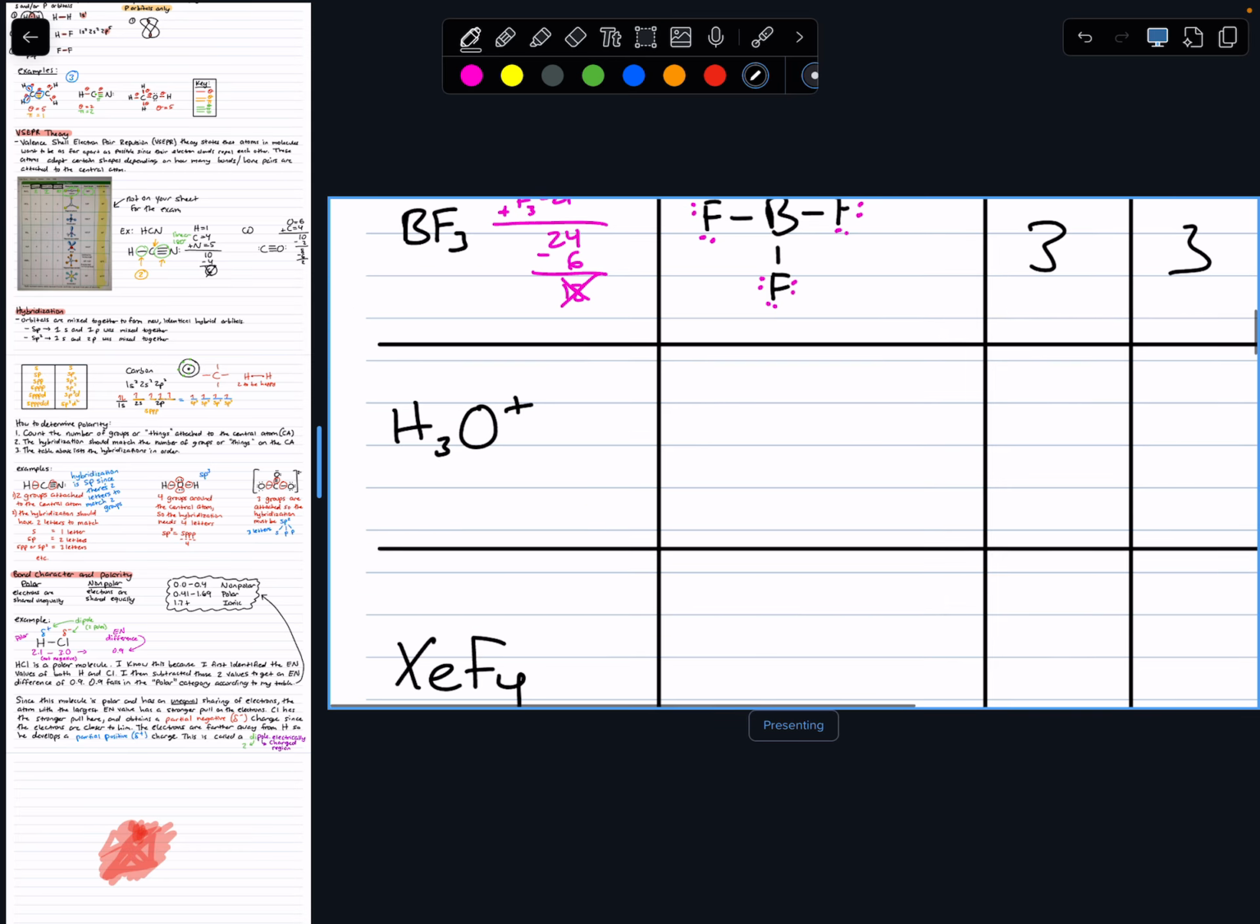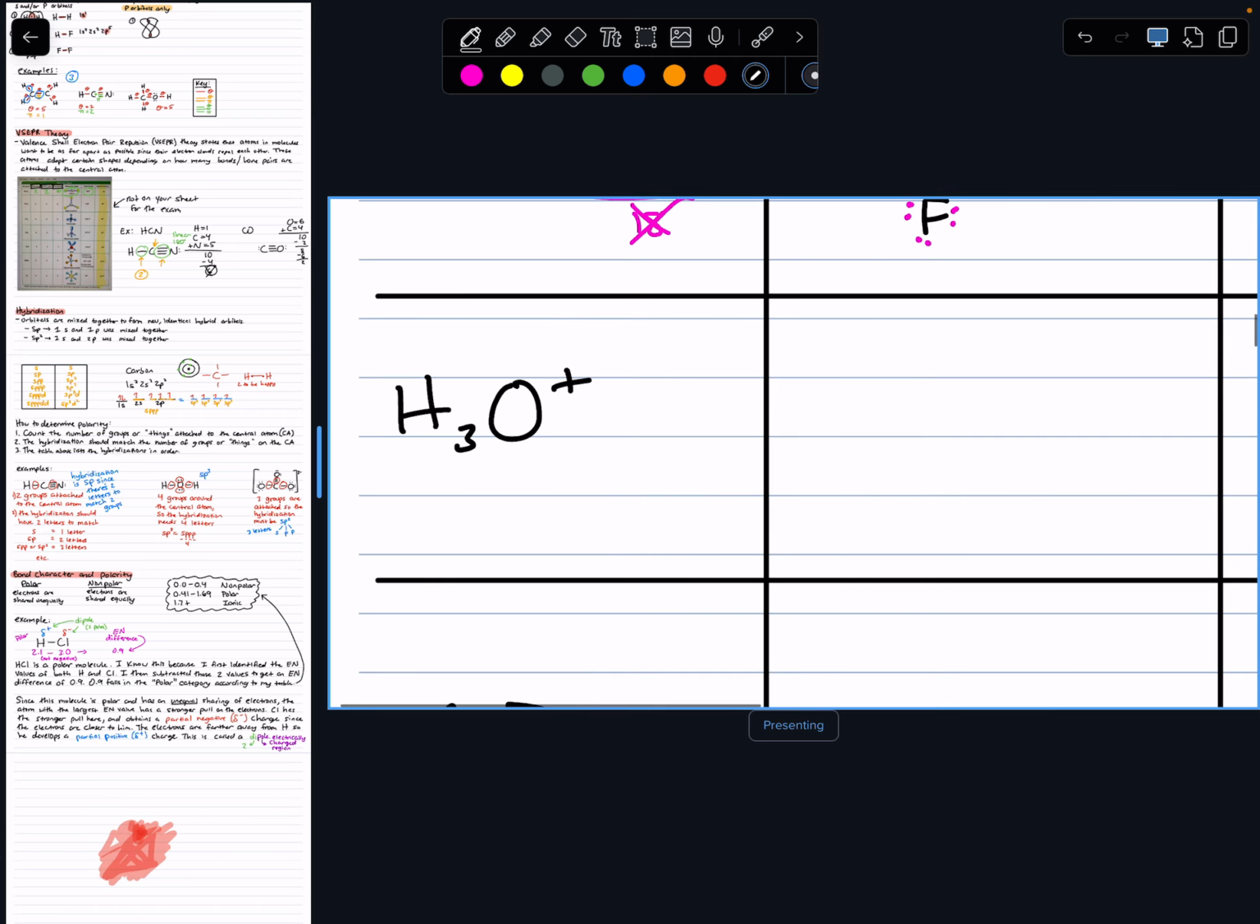Another one. H3O plus. Who's my central atom? Oxygen. And what's attached to it? 3 H's. Now what? Add the electrons. Oxygen has how many valence electrons? 6. Good. And hydrogen has 1, but I have 3 hydrogens, so it's what? 9. Now what? Subtract. Subtract the 1.